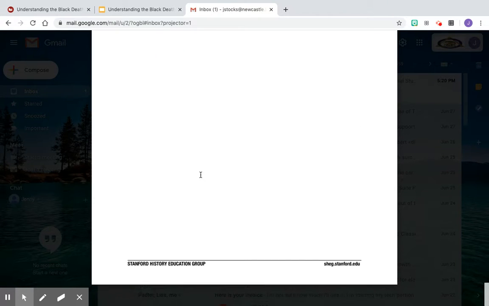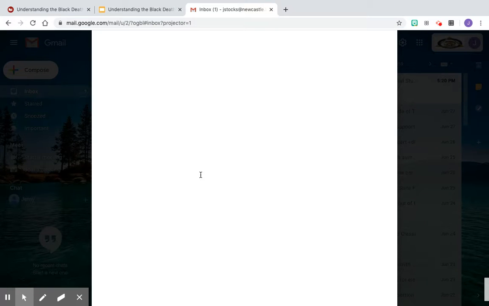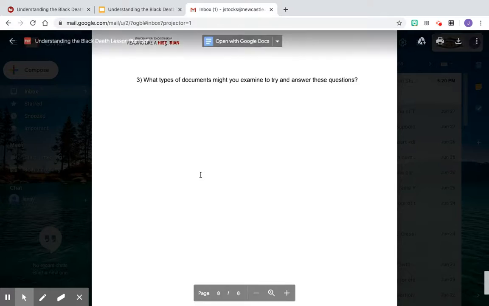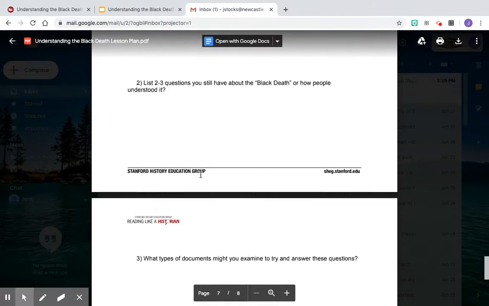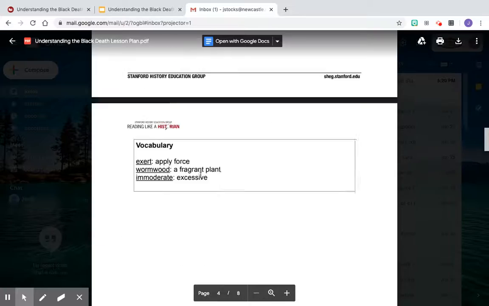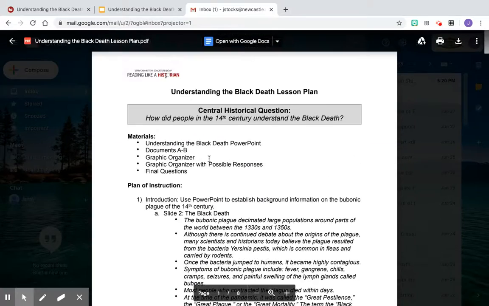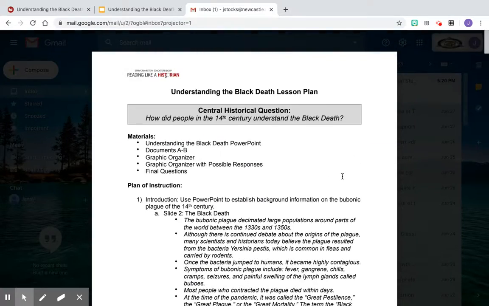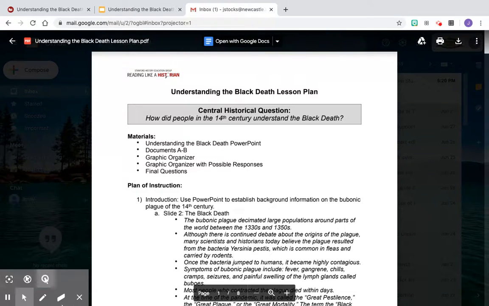Tomorrow, we will be doing some more work with this, where I'm going to ask you how people 700 years from now would be thinking about this as you're reading these documents. 700 years from now, if kids were doing an activity from Stanford or anywhere else saying, how did people in the 21st century understand COVID-19? What kind of documents would they be looking at? What did we know today? I want you to think about those kinds of things, and there'll be another video about that.